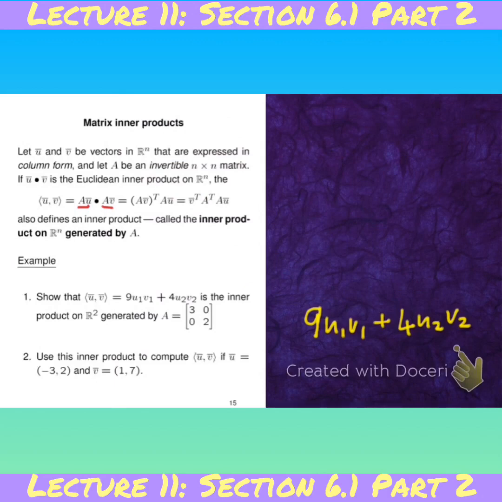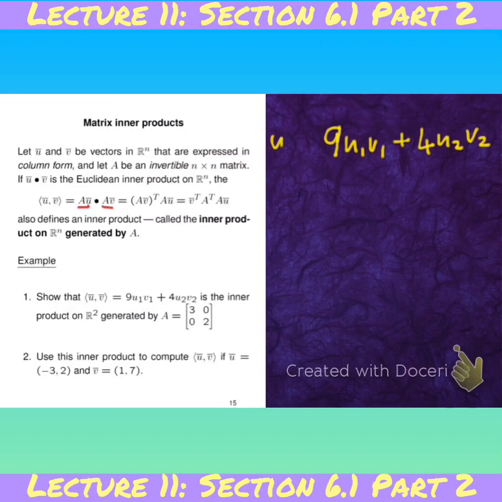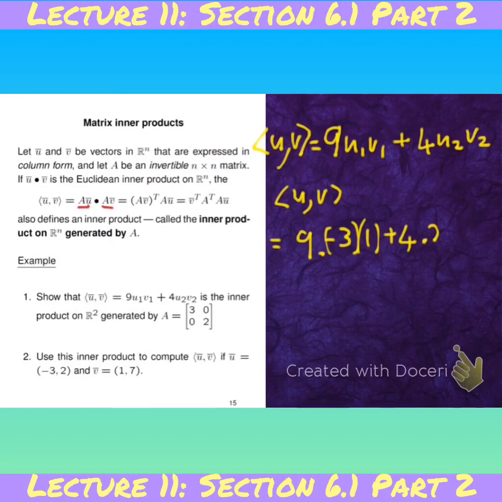So we just use this product that we worked out, which gives us the inner product of U with V. The inner product of U with V is going to be 9 U1V1, which is -3 and 1, added to 4 U2V2, which is 2 and 7. And that's going to be 29. All right, so that's the matrix inner product.